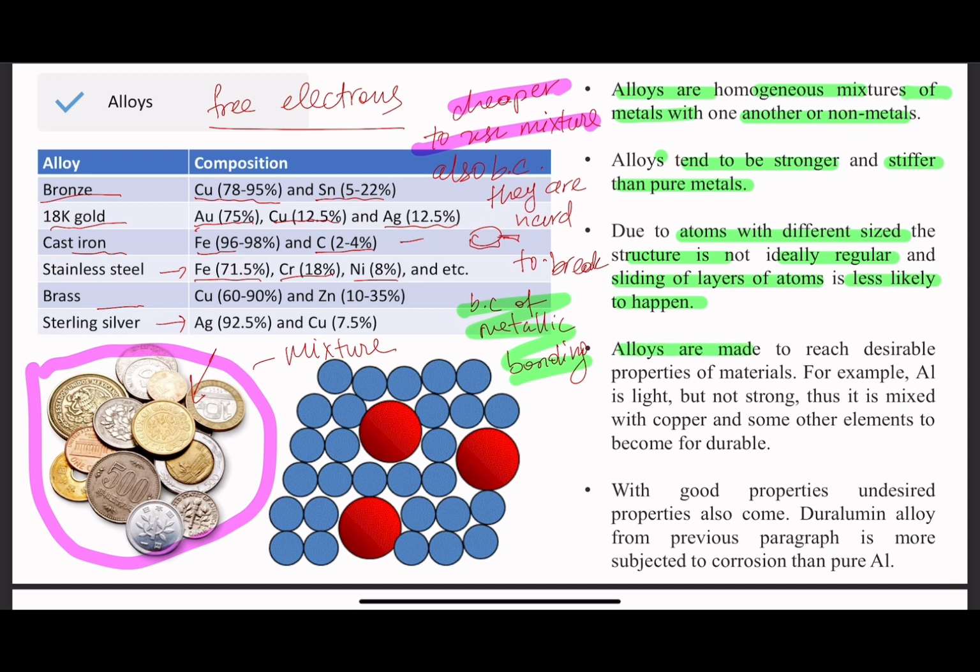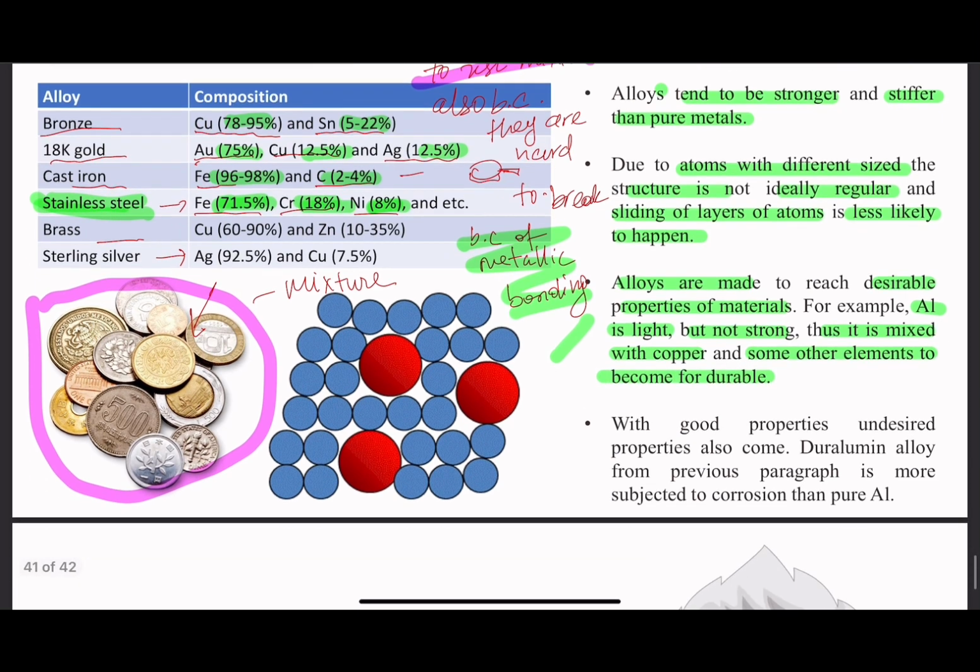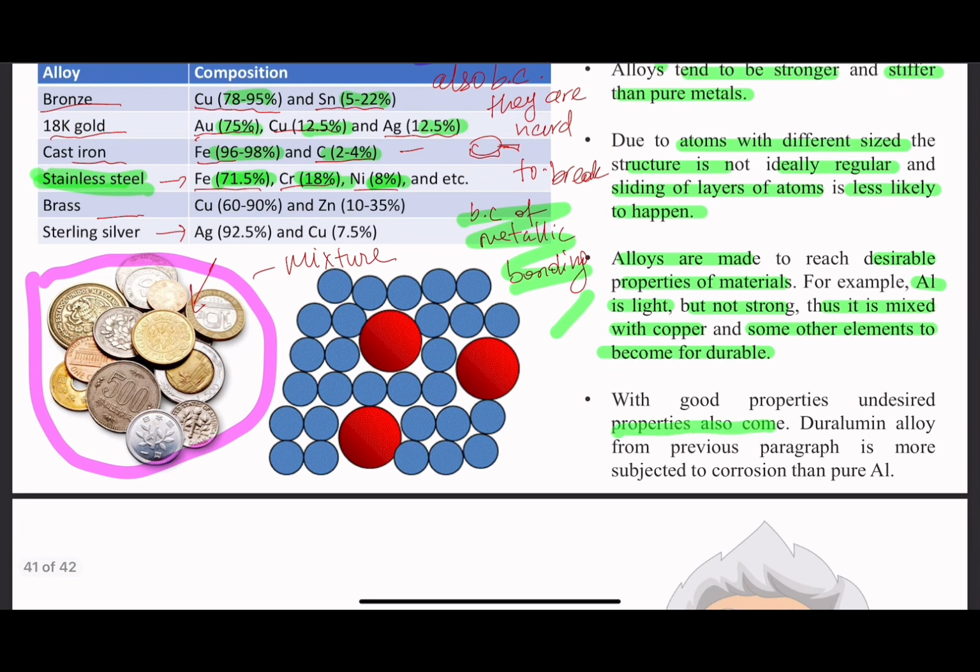Alloys are made to reach desirable properties of materials. So you mix it up in a way, you see all these percentages. People have done it throughout history, and they found the perfect composition. They said that, okay, this is the perfect composition for stainless steel. It is cheaper, and we can actually make this. For example, aluminum is light, but not strong. Thus, it is mixed with copper and some other elements to become more durable.